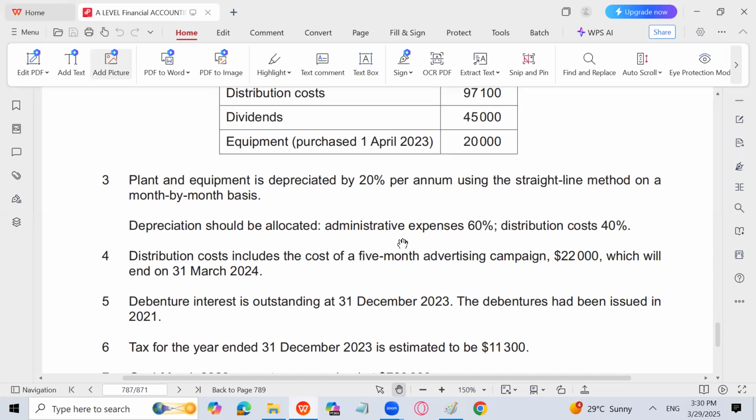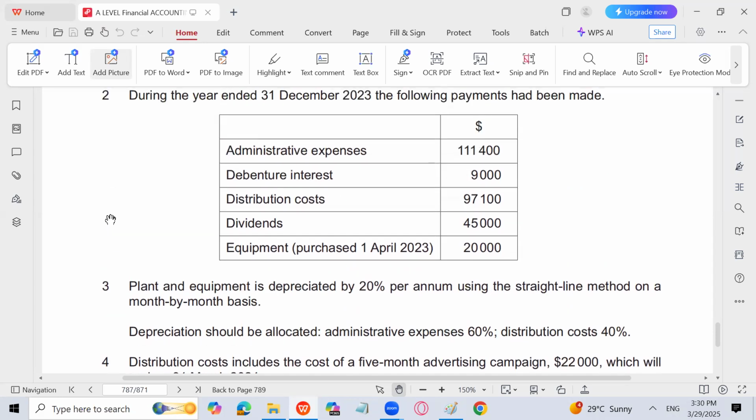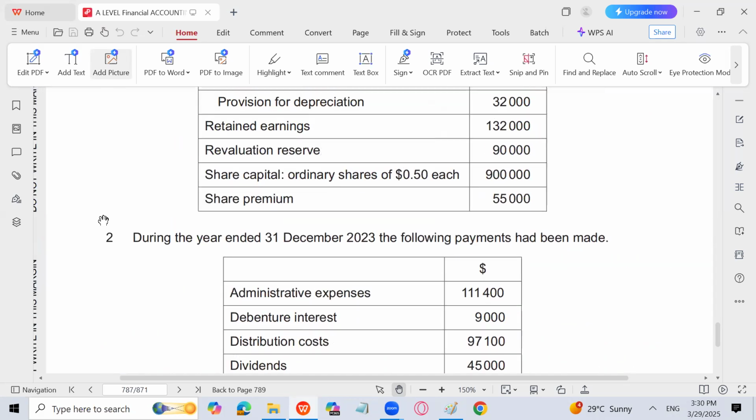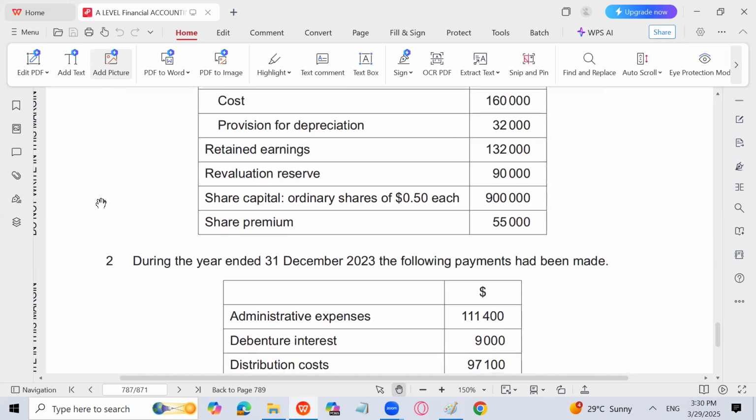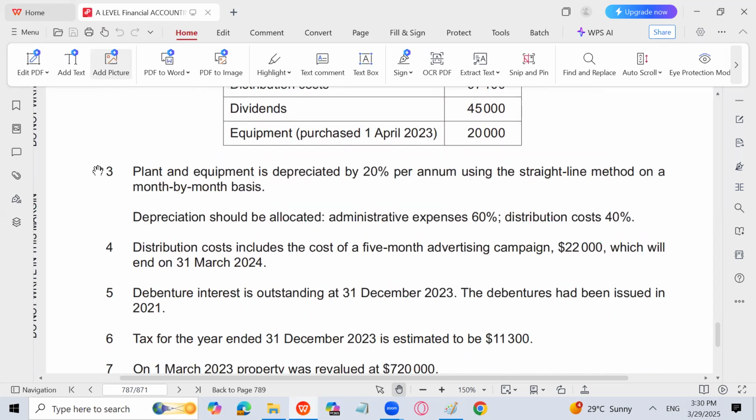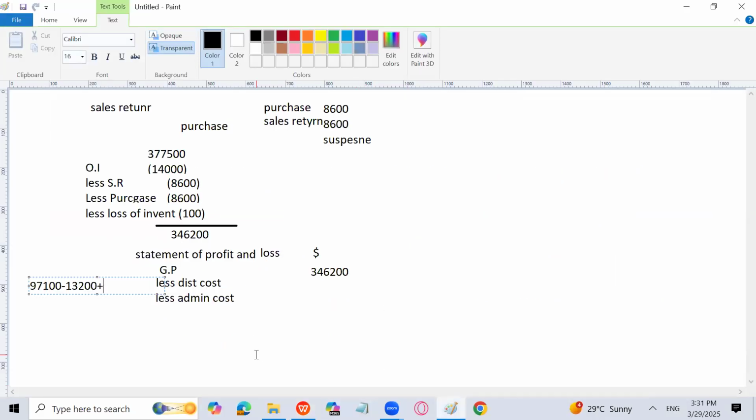Then there is depreciation, of which 60% goes to cost of sales and 40% will go to distribution cost. So let me calculate that. 32,000 is the depreciation on 1,60,000 of plant and equipment at the rate of 20%, 160 into 20%, which is 32,000. And 20,000 into 20%, how much will it come? Let me calculate. 20,000 into 20% is 4,000, into 9 by 12. This will become 3,000. So the depreciation which will be added in this figure is going to be how much? Let me go for the calculation.